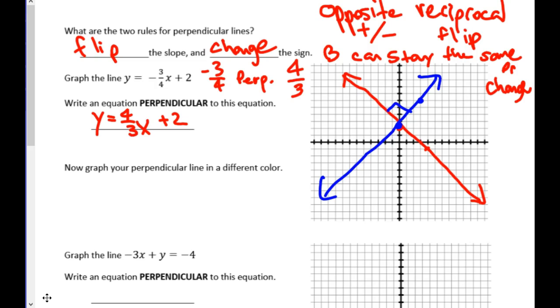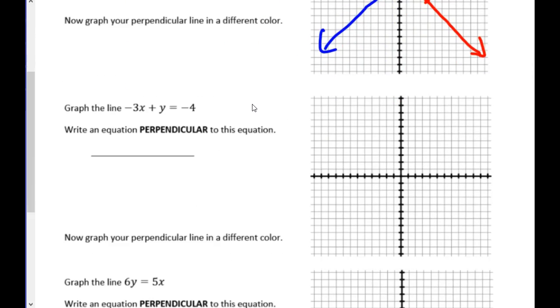For perpendicular lines, the two changes are to flip the slope and to change the sign. We already did this one, but as a reminder, negative 3 over 4 turned into positive 4 over 3 because there are two changes to every perpendicular slope. If you only do one, it will be wrong. So remember, you change the sign and you flip the fraction. We're going to use that information on the second one here.